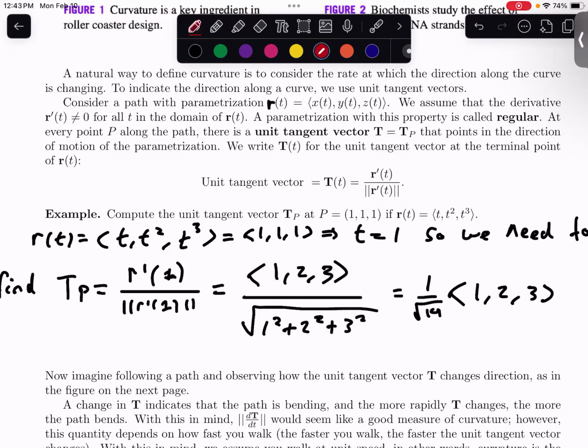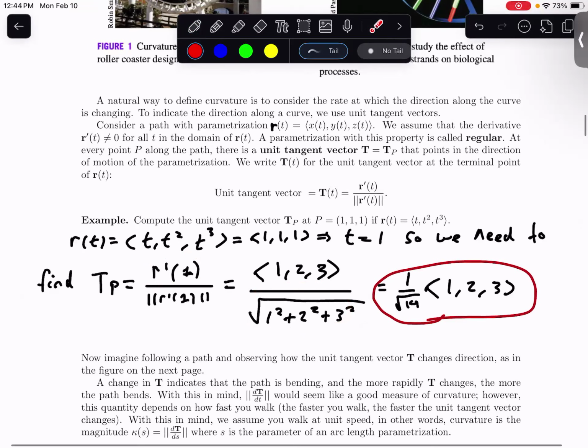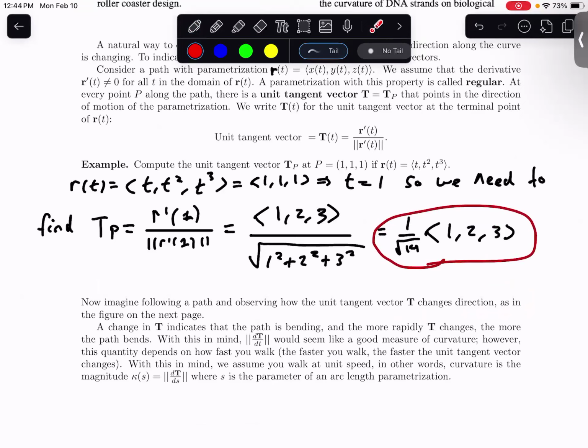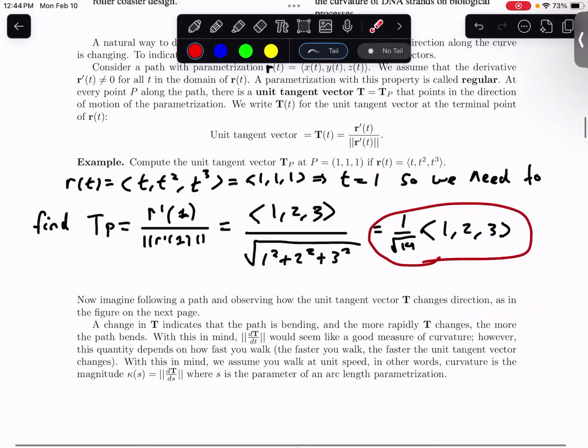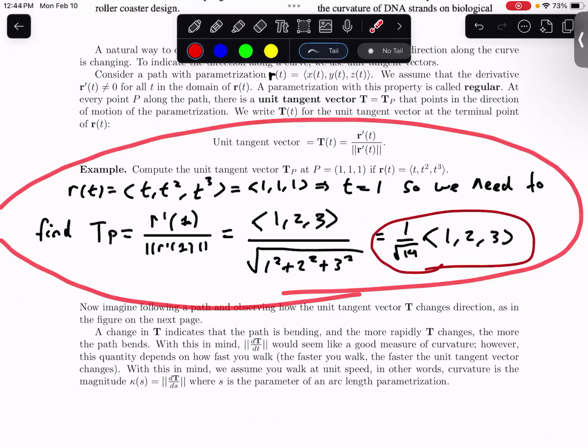So this is how you compute the unit tangent vector, right? Again, all you really have to think about is you compute the derivative, and then you divide by the magnitude of the derivative to make it a unit vector. So it should be pretty intuitive, this idea. And of course, the computation generally isn't so bad either. As long as you can compute the derivative, it should be pretty straightforward. Any questions about this example?